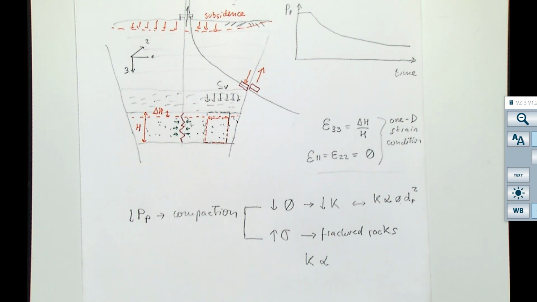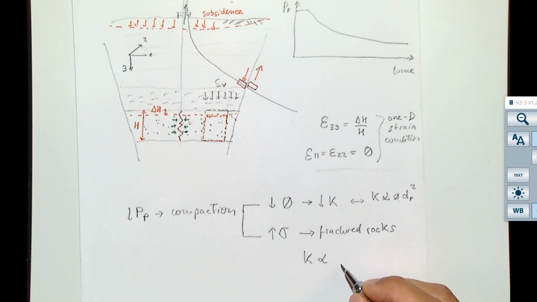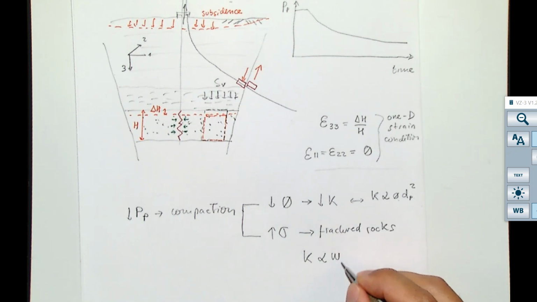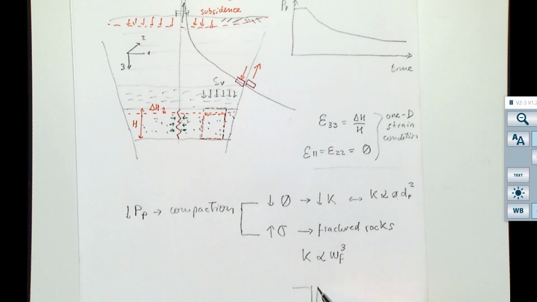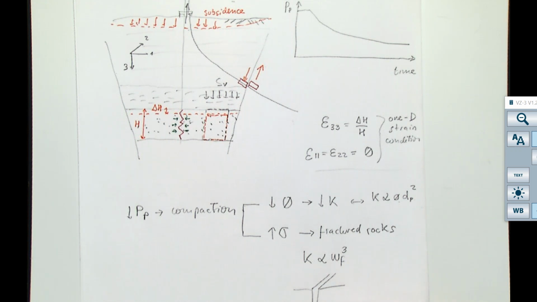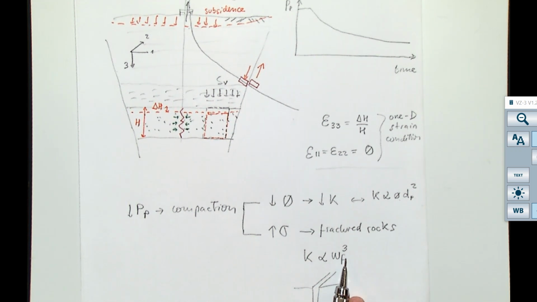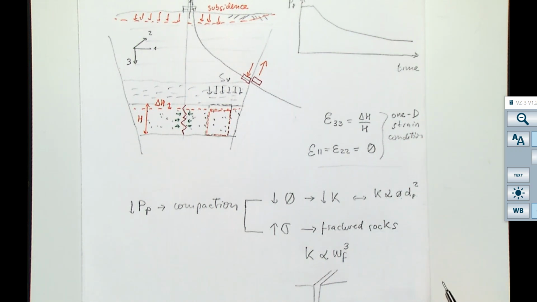If you have a fracture, yes, but that depends on what? On the width of the fracture. And do you remember the exponent of that? No, it's cube. So for fractured rocks, increasing stresses and reducing the fracture width is a lot more important than for granular media. That's going to decrease your permeability a lot more than in granular media.